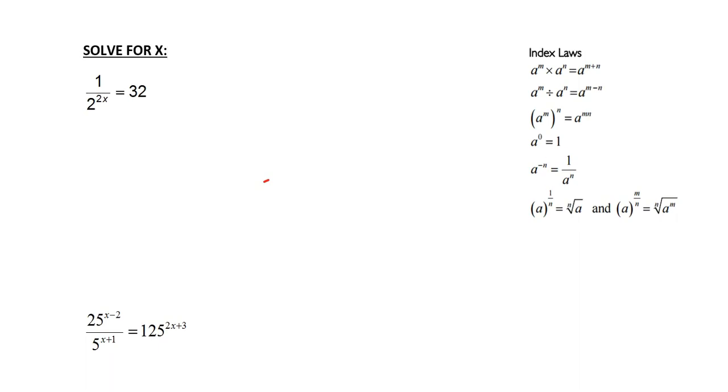Okay, so this one's using negative powers again. When we've got something on the bottom like that, so 1 over anything over a base to a power, we can rewrite that same base with a negative power. So it would look like this. I could bring the 2 to the power of 2x to the top by changing the power from a positive to a negative.